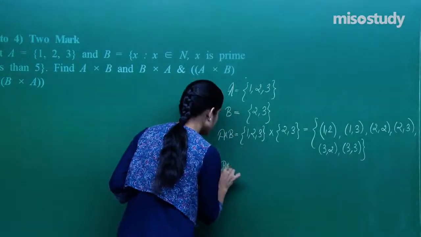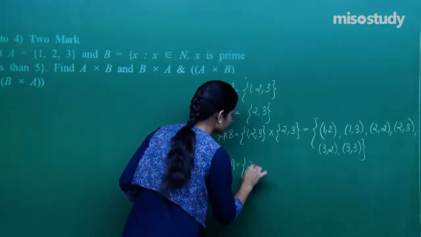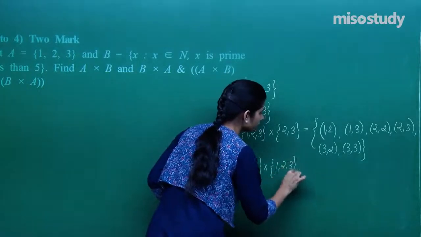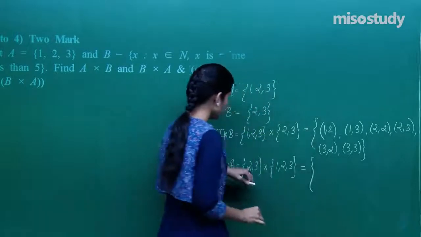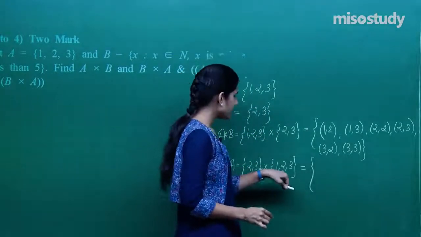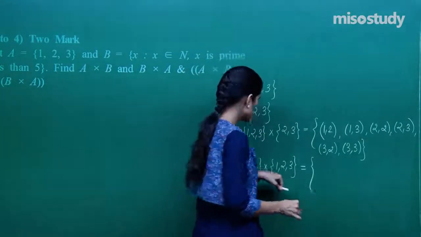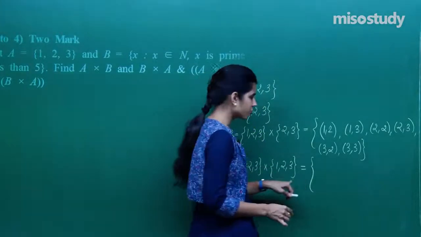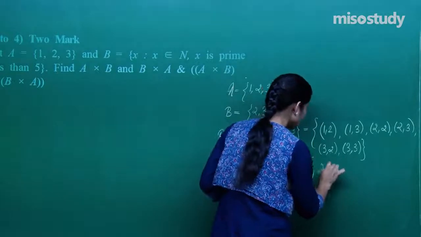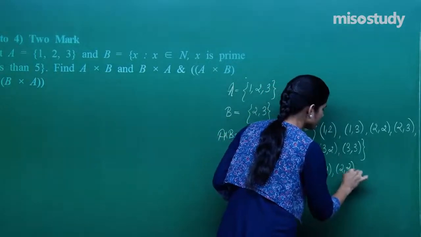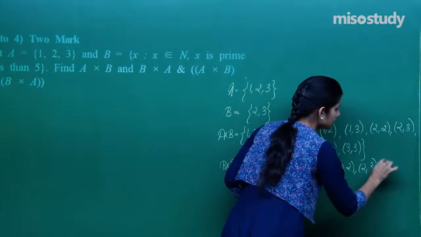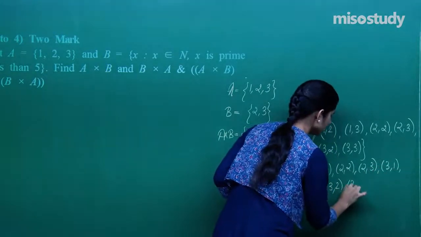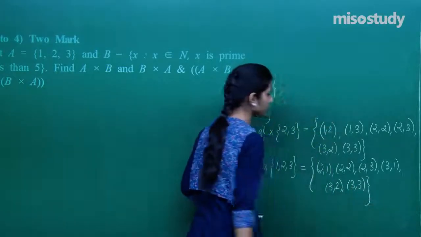Then you have B cross A. B is 2, 3 cross 1, 2, 3. Again, each element of set B gets paired up with each element of set A. So 2 gets paired up with 1, 2 gets paired up with 2, 2 gets paired up with 3, 3 also gets paired up with all the 3 elements of set A. So 2, 1, 2, 2, 2, 3, similarly 3, 1, 3, 2, 3, 3.